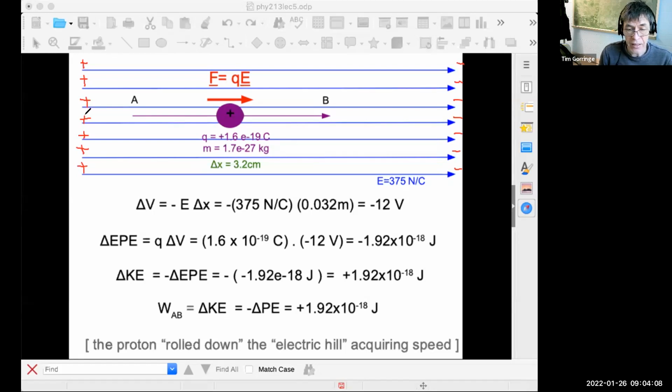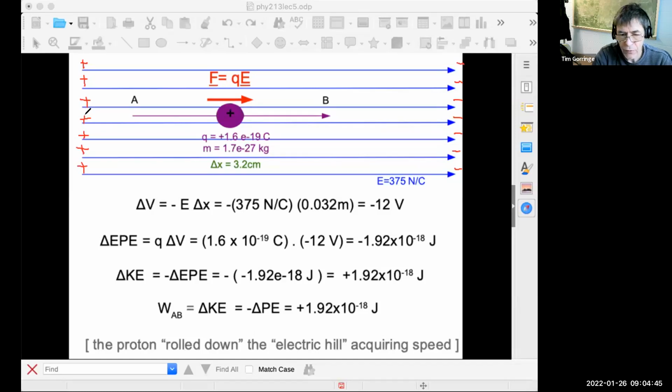Remember the kinetic energy and the potential energy piggy banks. What we're doing here as the proton moves from the left to the right is that we're increasing the joules in the kinetic energy piggy bank. We're decreasing the joules in the potential energy piggy bank. And we're doing that by doing work, transferring energy from the potential energy piggy bank to the kinetic energy piggy bank.